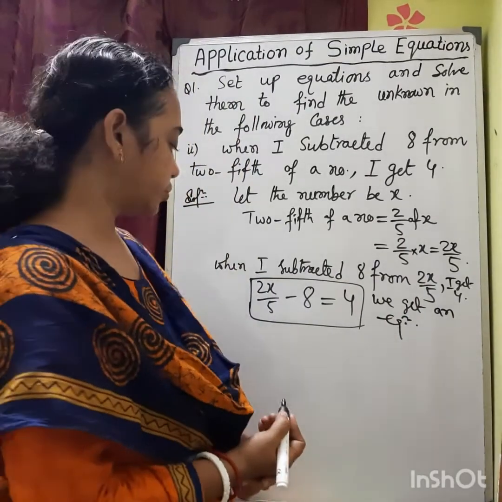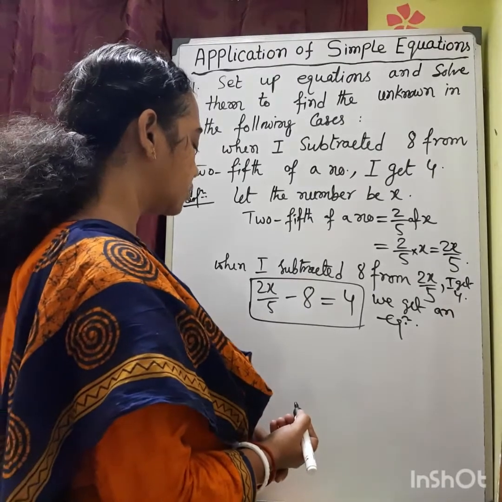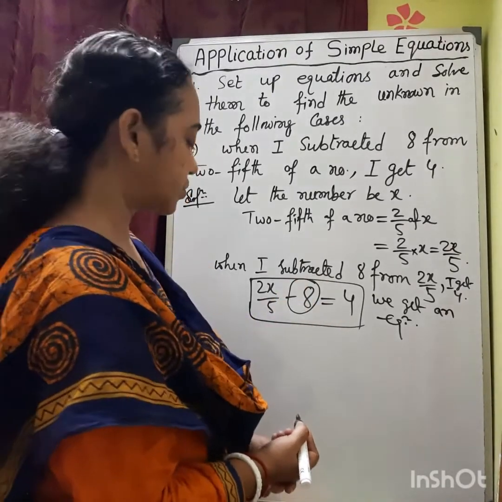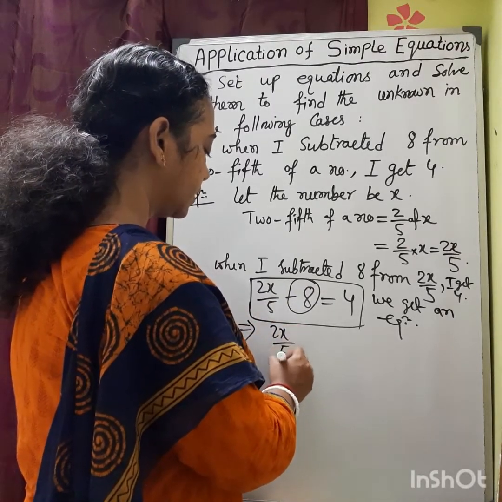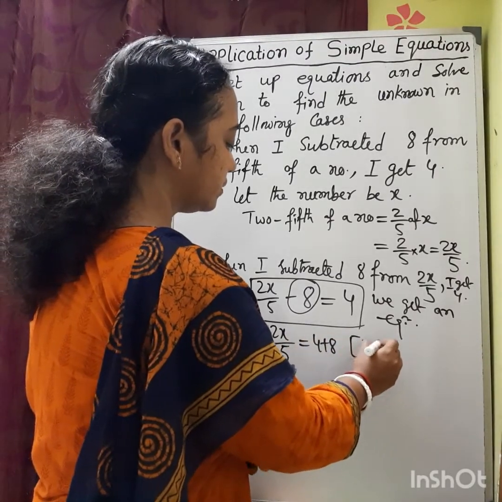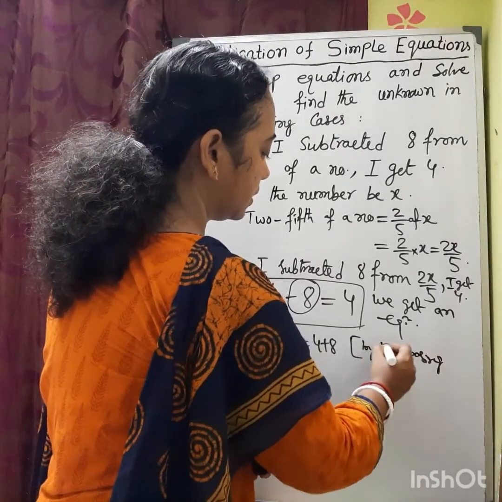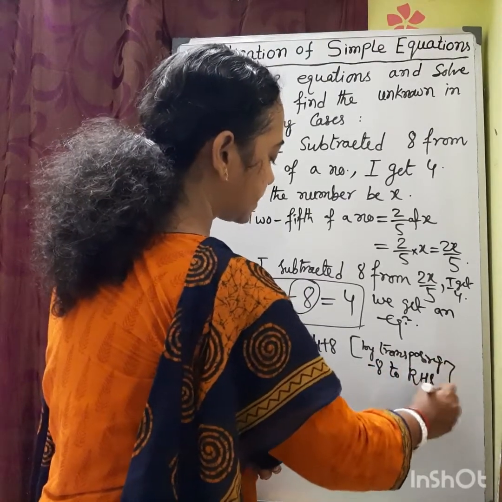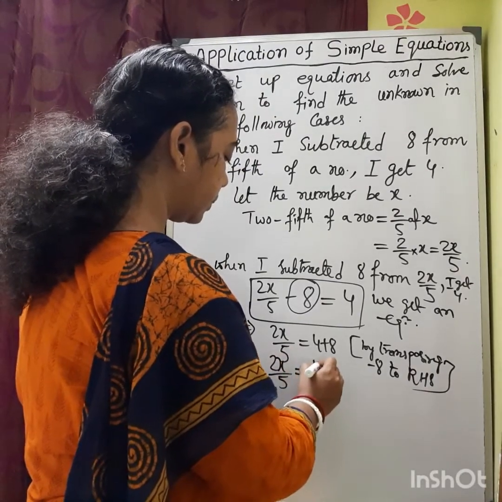Now what we have to do here? We have to find the value of the unknown variable. For that, first we have to move this constant term from left hand side to right hand side. So let us solve this equation. 2x by 5 is equal to 4 plus 8. That means by transposing minus 8 to right hand side, it becomes plus 8. So this implies 2x by 5 is equal to 12.